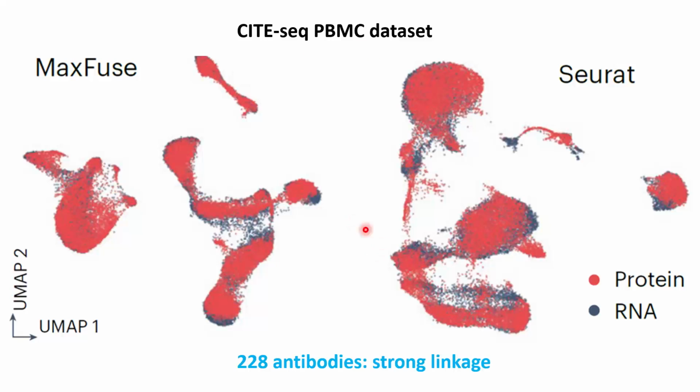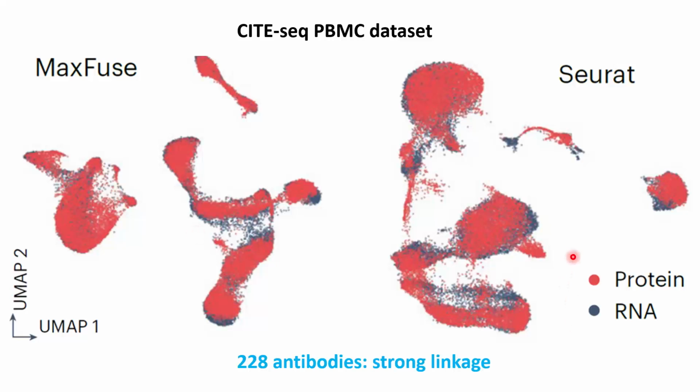In this dataset, there are 228 antibodies for the protein assay. Because of the high number of proteins, they call it strong linkage. You can see they use MaxFuse to integrate the protein and the RNA data, and the cells from both assays were integrated very well.